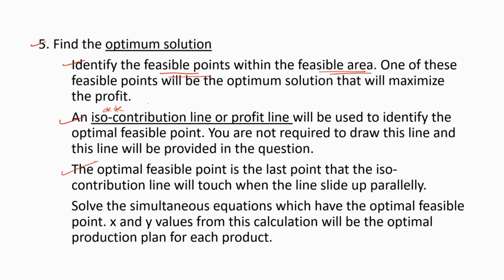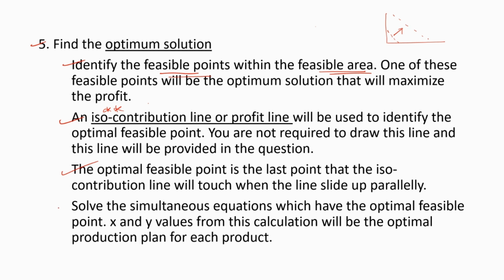The optimal feasible point is the last point that the ISO contribution line will touch when the line slides up parallelly. Simply this means when we draw the linear programming graph, the ISO contribution line will be provided like this. What you have to do is slide this line upward parallelly until it touches the last feasible point. The last feasible point that the ISO contribution line touches will be the optimal feasible point.